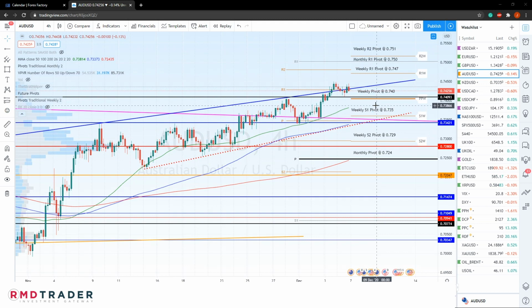However, in a bullish scenario, if price were to recover and stay above any of these two areas and take out the highs, then price could perhaps see another leg higher towards maybe this area at 0.750 or 0.751, which is the area between the monthly R1 pivot and the weekly R2 pivot.